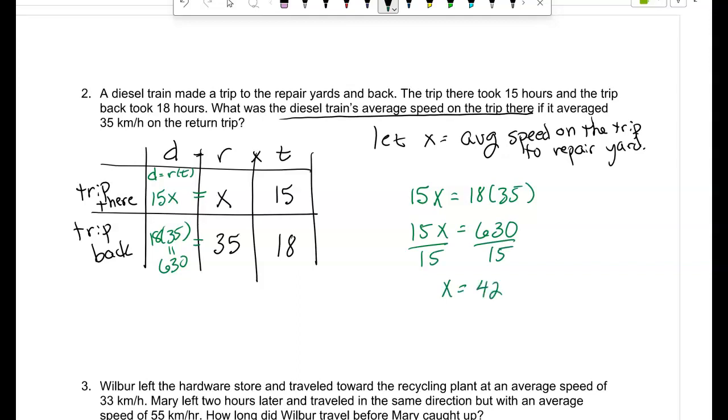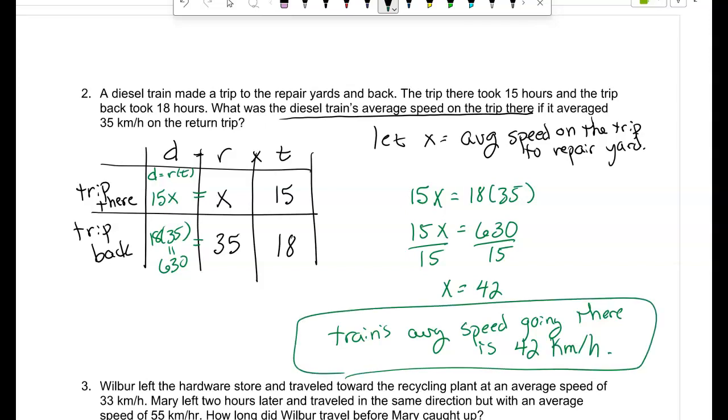42. Now what did we just find? We just found the average speed on the way. Yeah, so what is the train speed? The train's average speed going there is what? 42? Right on. Kilometers per hour. Excellent. Be careful not to just instantly go miles per hour or something like that.